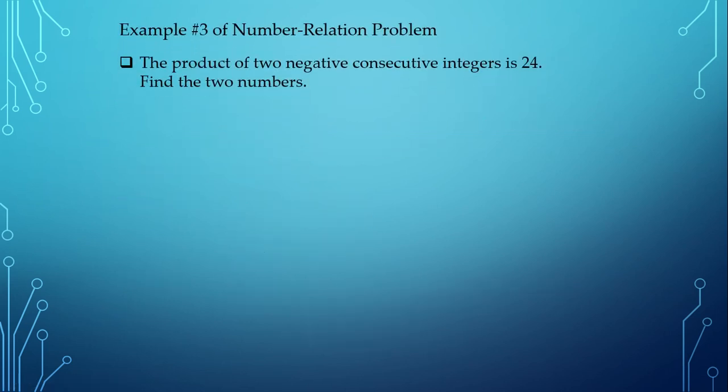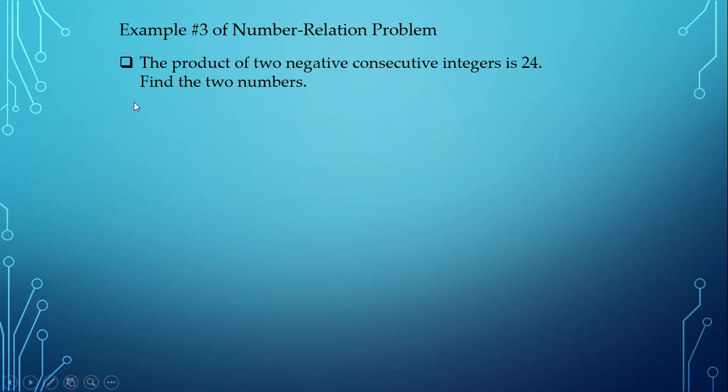Example number 3. For a number relation problem: the product of two negative consecutive integers is 24. Find the two numbers. Okay, now we will use what we discussed earlier, the three columns of representation. The product of two negative consecutive integers. So it did not mention consecutive odd or consecutive even, but consecutive integers only, specifically negative consecutive integers.